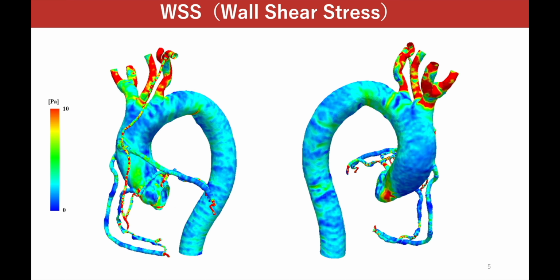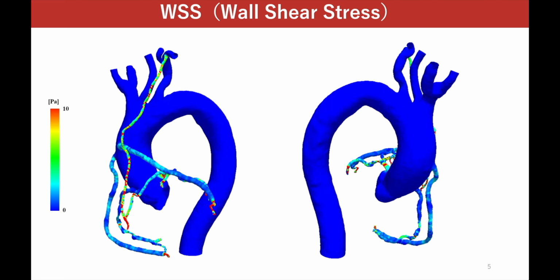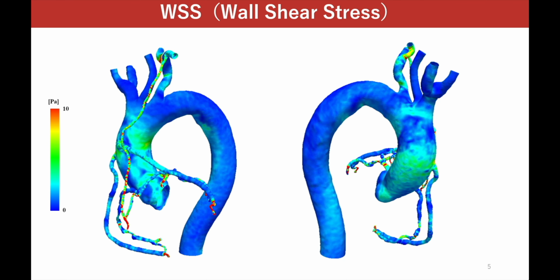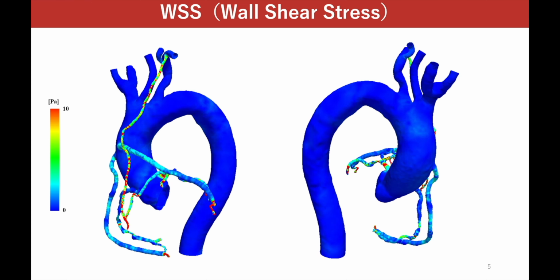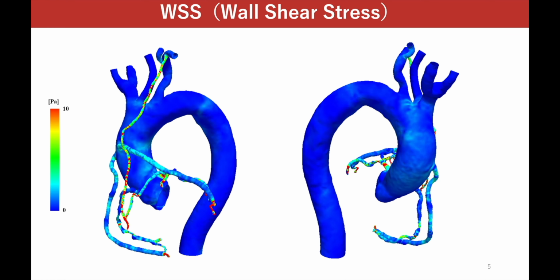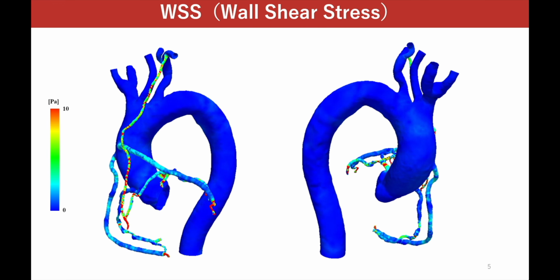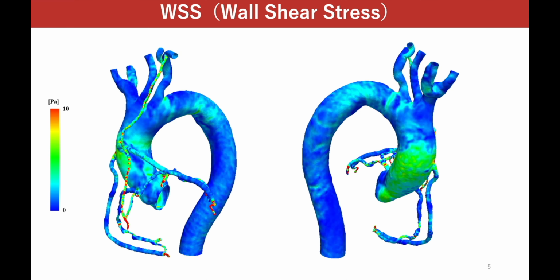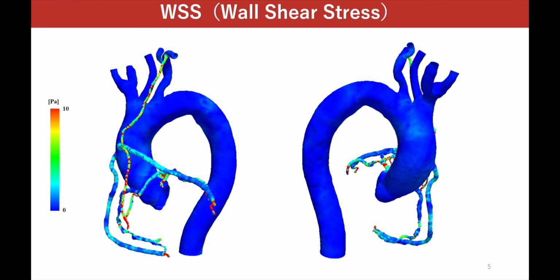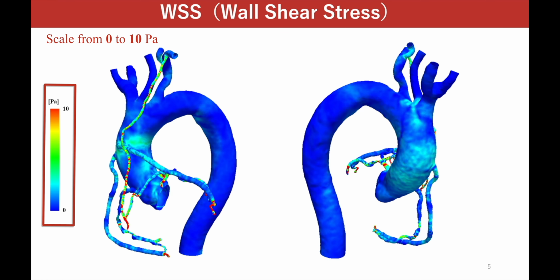Wall shear stress measures the tangential force exerted by the blood flow on vessel walls. High wall shear stress can be caused by high energy loss or turbulent flow. There has been research done in the past stating that too much or too little wall shear stress increases the chance of cardiovascular disease. Similar to streamlines, using different magnitudes for the scale allows us to focus on different areas of wall shear stress. This is a map of wall shear stress from 0 to 10 pascals.